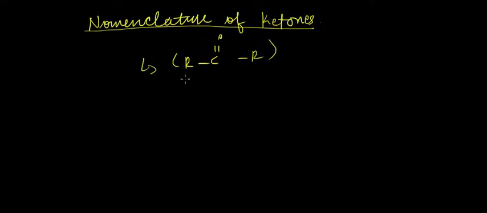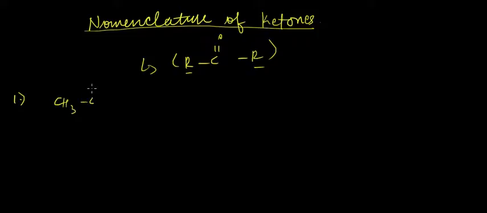I hope you remember the structure of a ketone, that we can represent the structure of a ketone as R-C double bond O-R, where R is any organic group or carbon chain attached to the CO group on both sides. Okay, so let's get started on the nomenclature of the above.